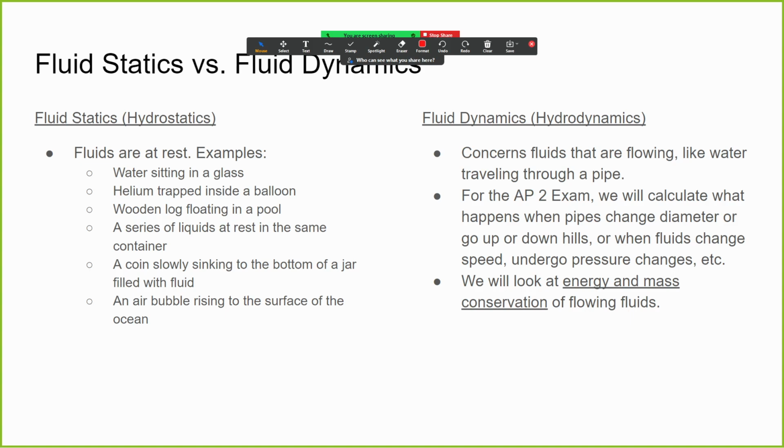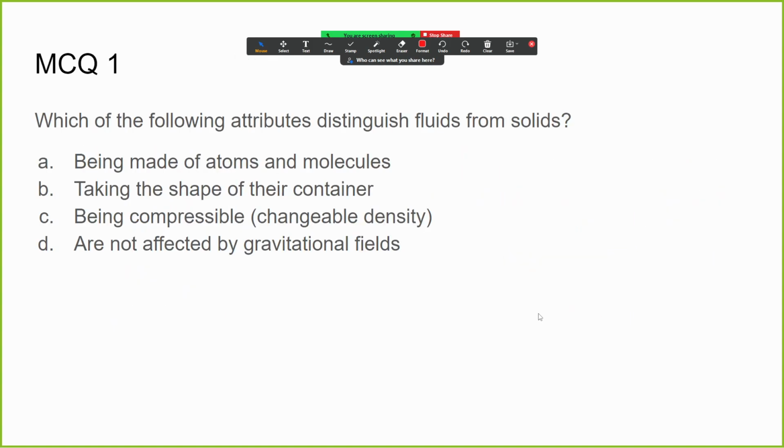We're going to look at a lot of that when we talk about hydrodynamics. We'll look a lot at energy and mass conservation of flowing fluids as well, which I did mention before. If mass is conserved, there's a lot that we can do with that and extrapolate to other things. Okay, so we're going to take a quick break here for a question.